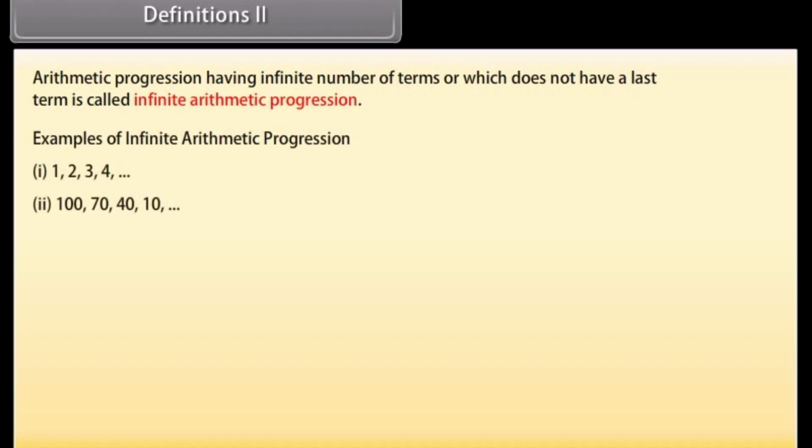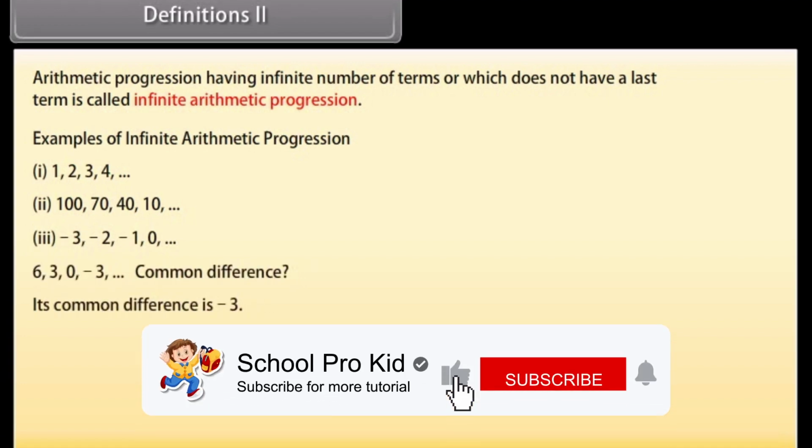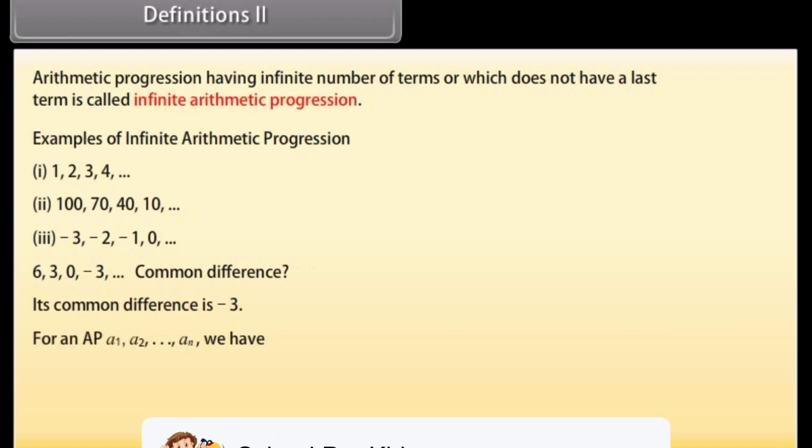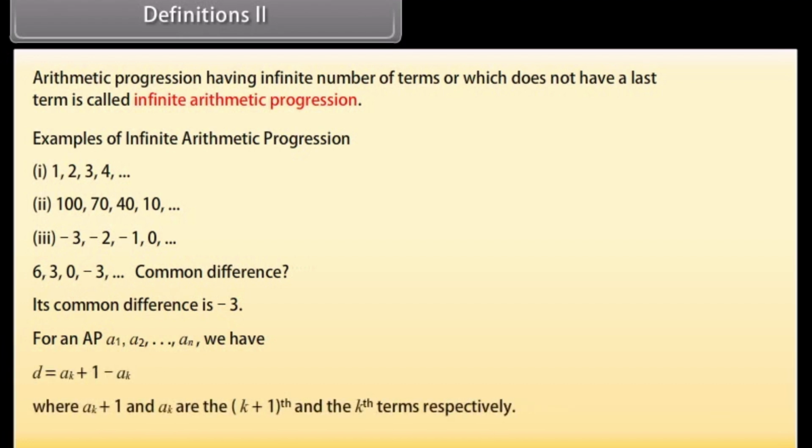Look at this sequence now. Can you tell its common difference? Yes, you're right. Its common difference is minus 3. In general, for an AP, A1, A2, and so on till An, we have D as Ak plus 1 minus Ak, where Ak plus 1 and Ak are the (k plus 1)th and the kth terms respectively.